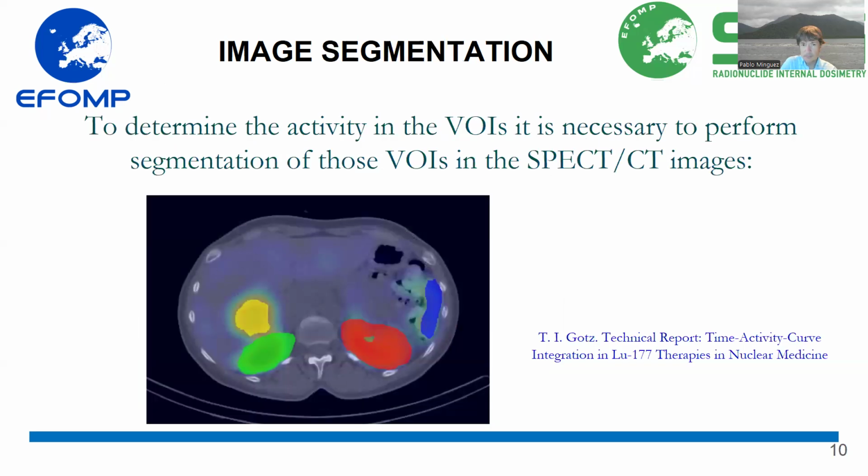So we need to segment a region to determine the activity. But as I said in the previous presentation, the spatial resolution in SPECT imaging is not as good as in the CT image. So segmenting what we see in the SPECT image doesn't mean that we are segmenting the volume properly. This is quite a tricky issue in SPECT/CT based dosimetry.